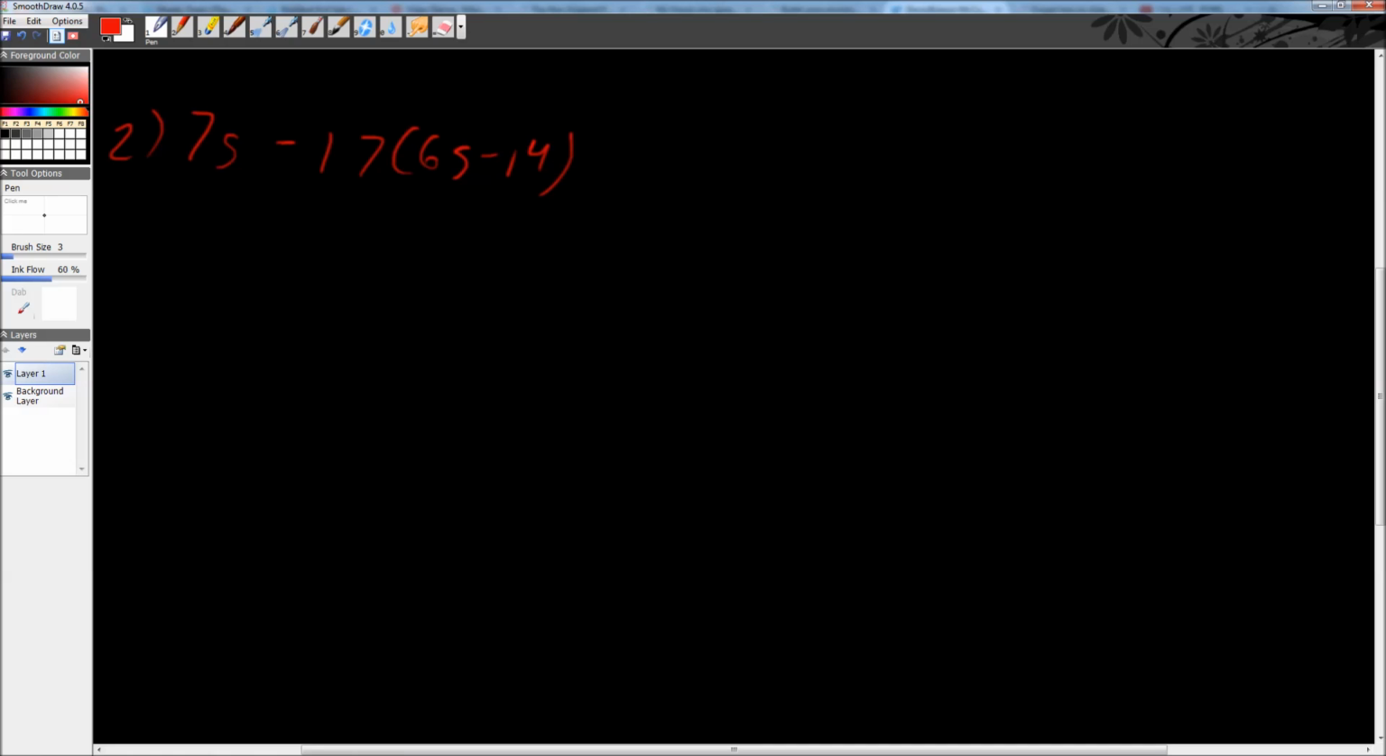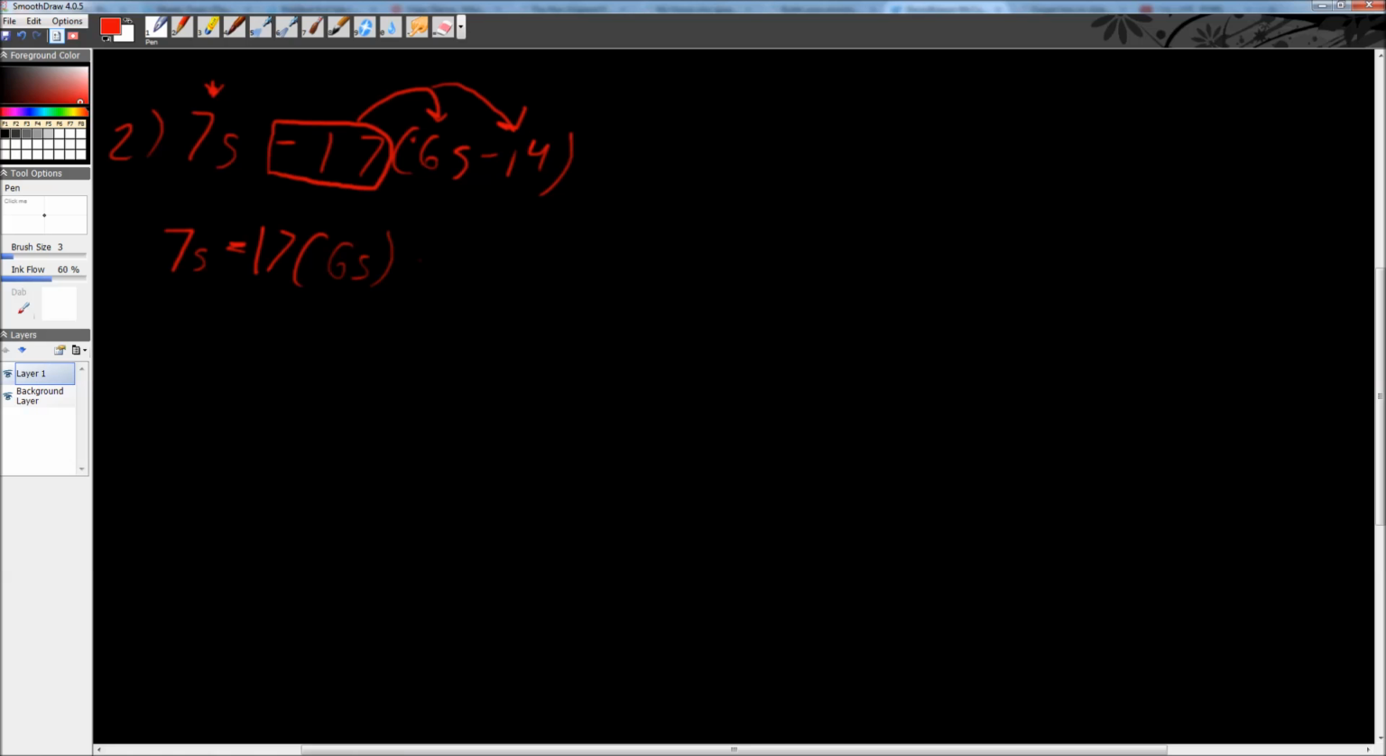So, like I said, the distributive property goes first because we're multiplying. This will go last, so we just bring it down. 7s, it looks like 75. 7s minus. How do we know it's minus? Because we're distributing not just the 17, but a negative 17. So it's negative 17 times, this is a positive 6s.